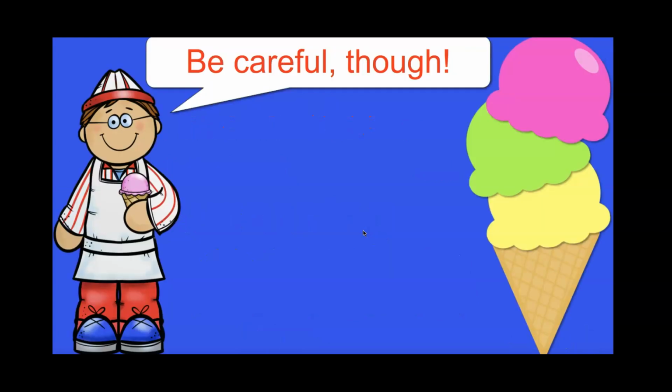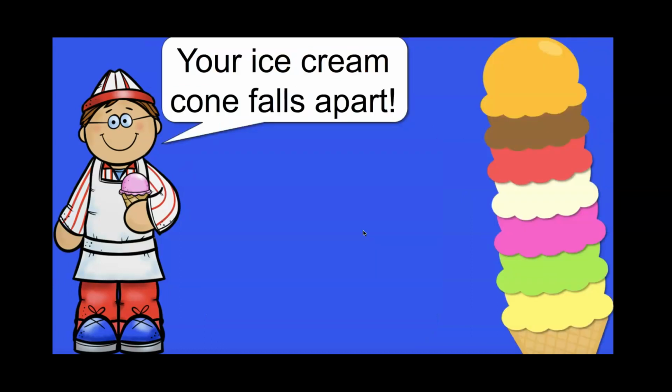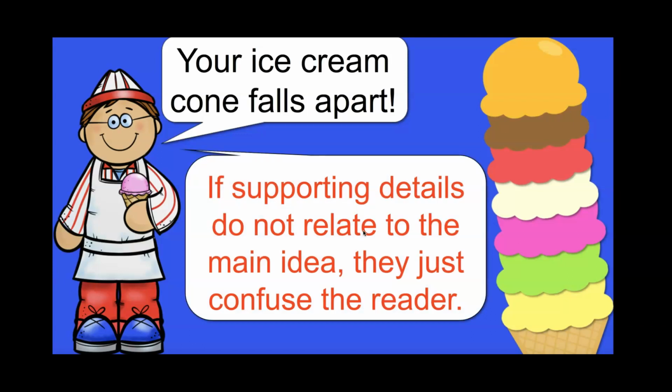All right. Now, if you're building that perfect ice cream cone, you do want to be careful, though. There's some things that we need to think about. What happens when an ice cream cone isn't made carefully and scoops are not all lined up? Think about it. Well, what's going to happen is your ice cream cone is going to fall apart. If your supporting details do not relate to the main idea, they're just going to confuse the reader. And yesterday's video was talking about one of the details in a passage that you had to read that just did not belong in there.